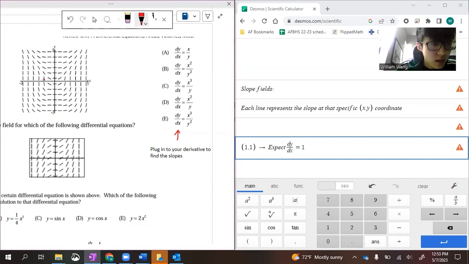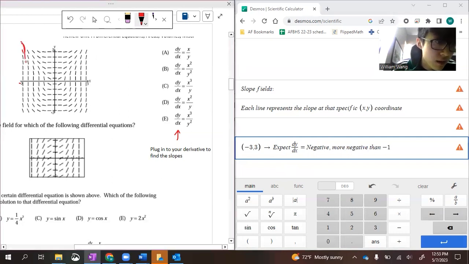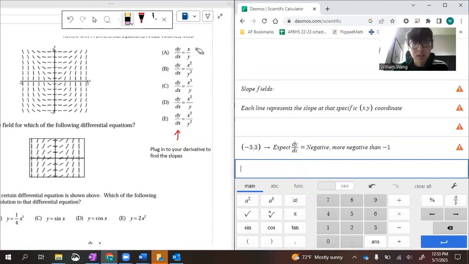I'm going to try -3 right here and +3 right there. So -3 for x, +3 for y. I would expect my dy over dx to be, I'm not really sure what that is, but I'd say relatively negative. So negative and also more negative than -1, because this is going very downwards. So it's going to be more negative than -1. Okay. Well, which one of these does that make sense? May have to do a little mental math here.